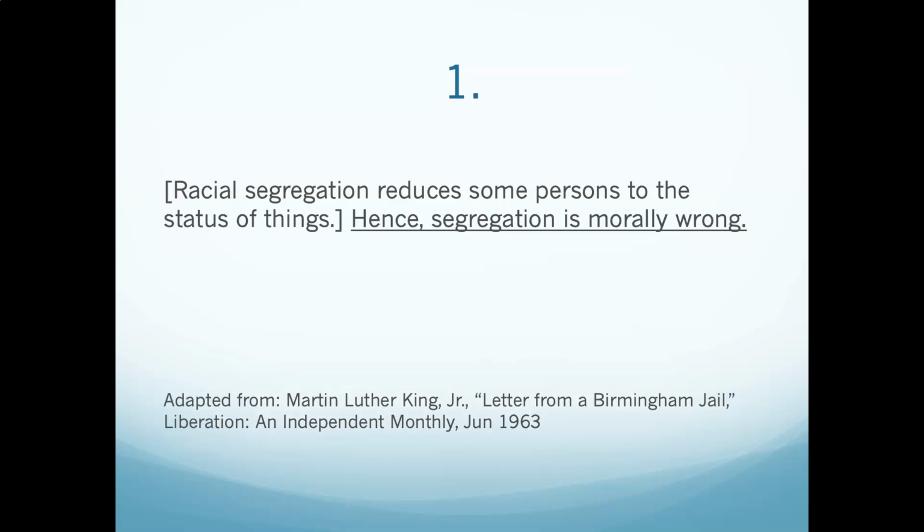Okay, so we see that this is a one-premise argument with a conclusion. Racial segregation reduces some persons to the status of things. And then the conclusion: hence, segregation is morally wrong. The main clue in this argument is the word "hence," which is a conclusion indicator.